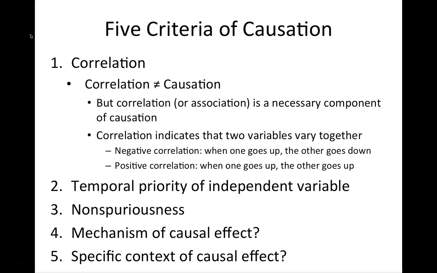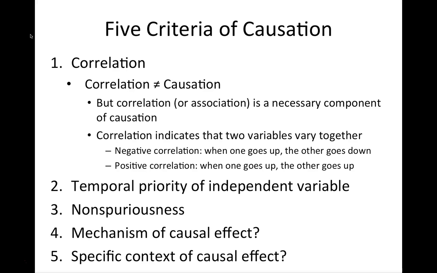So the three primary criteria of causation are correlation, temporal priority of the independent variable, and knowing that there is not a third variable that is causing the association that we see. And we can strengthen our claims of causation by knowing the mechanisms of the causal effect and the specific context of causal effects.